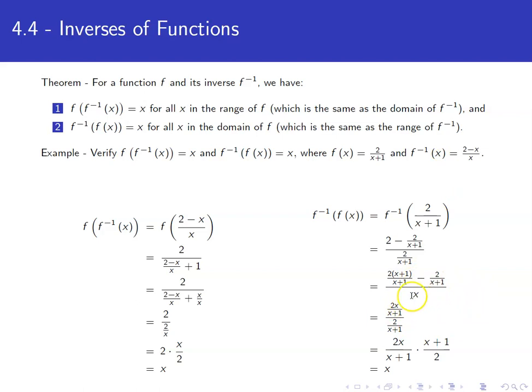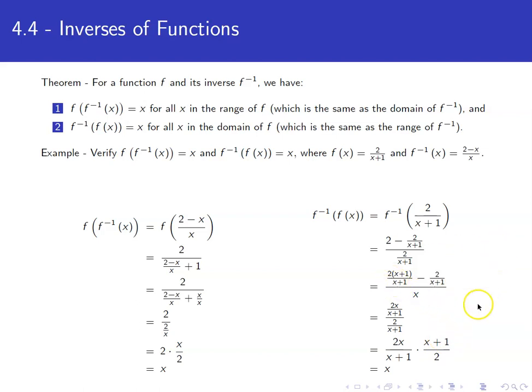This is a typo. This should not just be over x. This should be over the 2 over x plus 1 from the previous step here. So this x is wrong. This should be 2 over x plus 1 here. Should be the same thing here, if you're taking notes along with this.